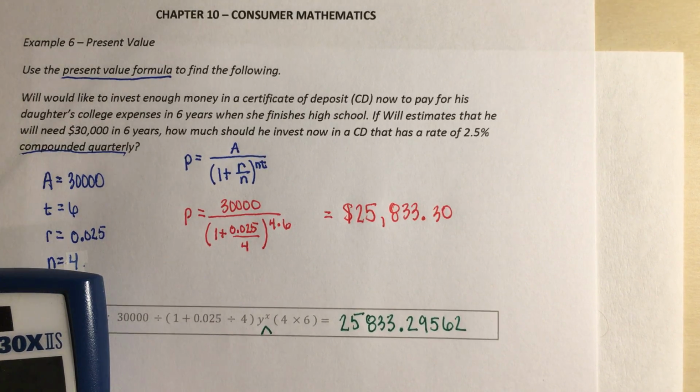So again, in this case, we're using our present value formula, which is for when we're looking for the original amount to invest. He wants to have $30,000 in 6 years. That means that if he were to invest today using the information that's provided, he should invest an amount of $25,833.30, and then that will give him the investment that he's looking for at the end.